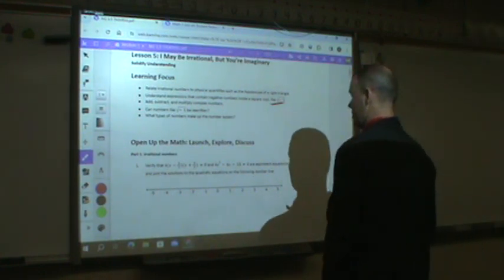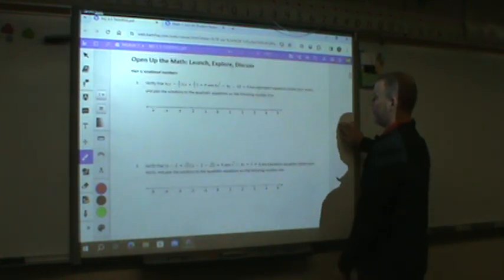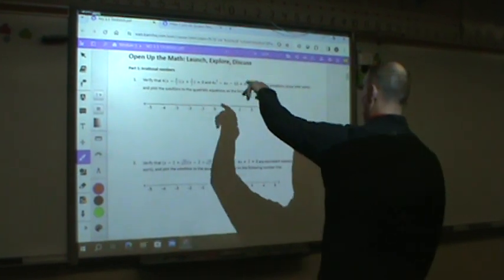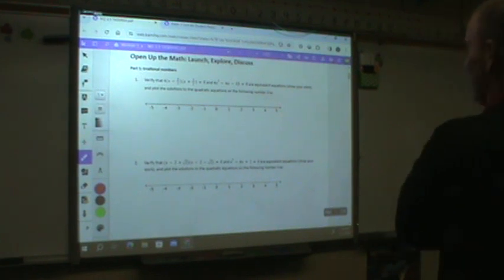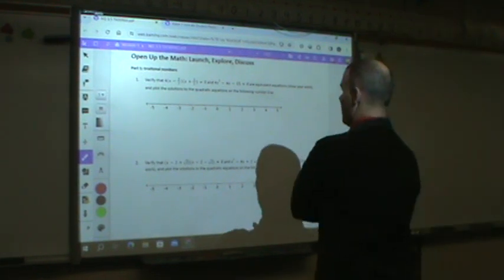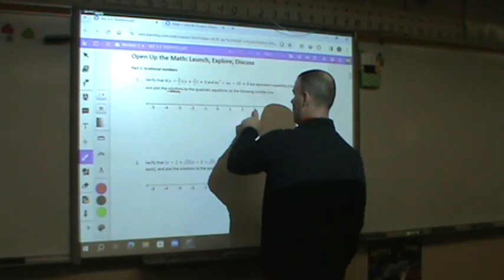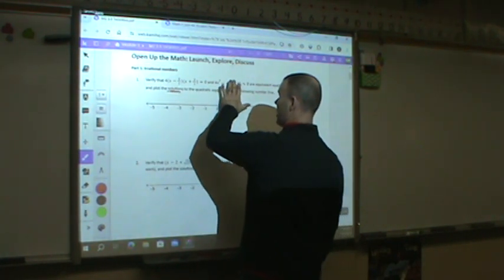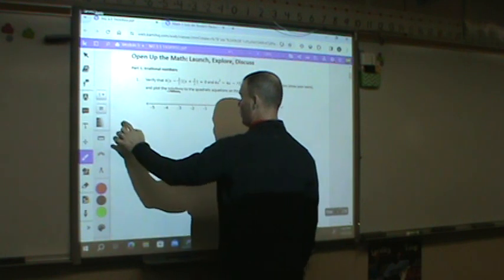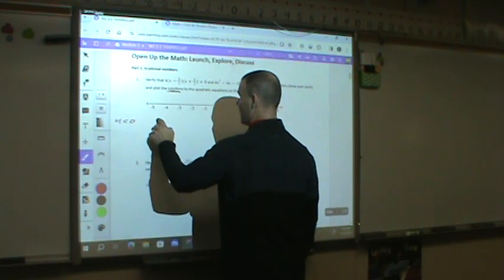And so let's just go here. Problem number 1. It says, verify that these are equivalent. Well, we're going to take Mr. Wilson's word for it, that they're equivalent, which they are. It says, plot the solutions on the number line. Well, remember, in order to solve, we have to take a standard form and put it in factored form, and then we set all of our factors equal to 0.